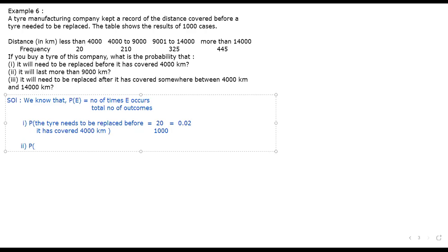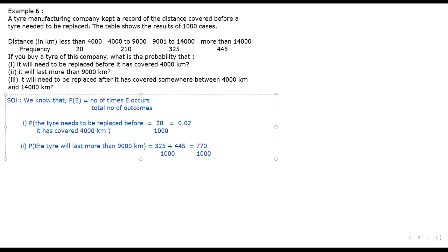What is the second question? Probability that the tire will last more than 9,000 kilometers is equal to what? 325 plus 445 upon 1000 is equal to how much? 770. 770 upon 1000 is equal to what? 0.77. Correct.